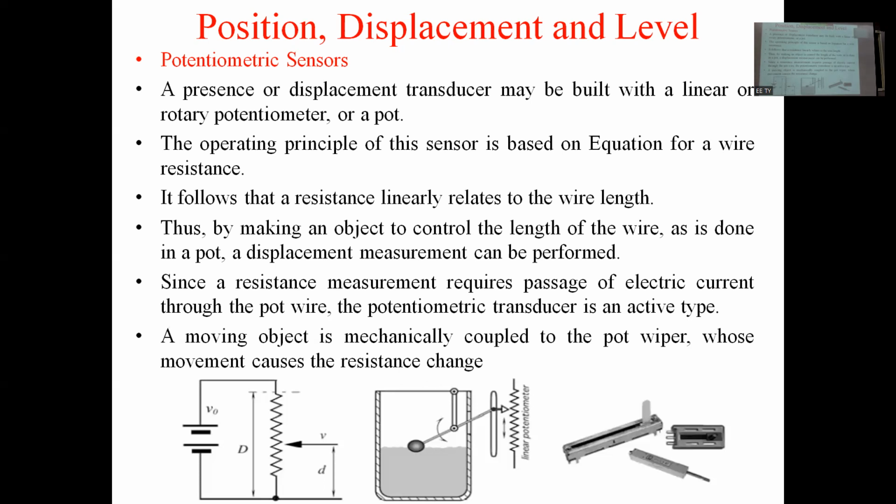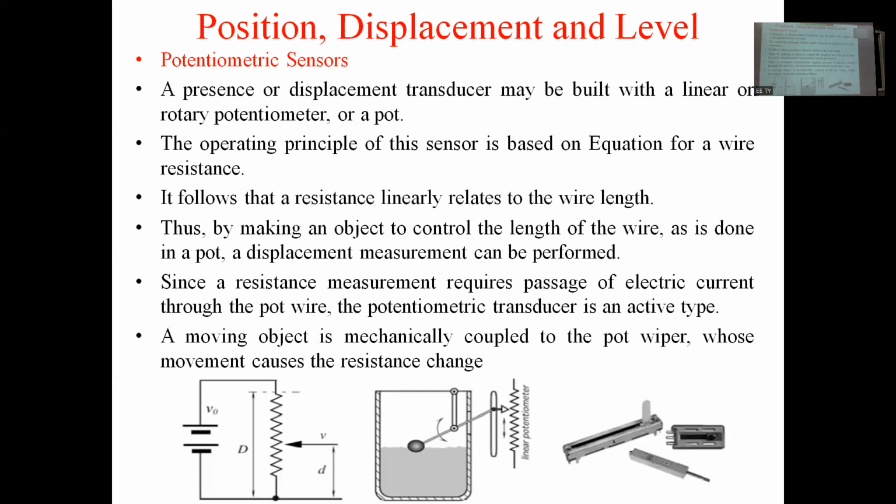A displacement measurement can be performed. Okay, displacement measurement can be performed, and since the resistance measurement requires passage of electric current, it will require the passage of current through the pot wire. That means it is an active type of sensor. To enable its operation, we require some excitation source, and the potentiometric transducer is an active type. An active type of transducer or sensor is one where, to enable its operation, we require some external energy or external source.